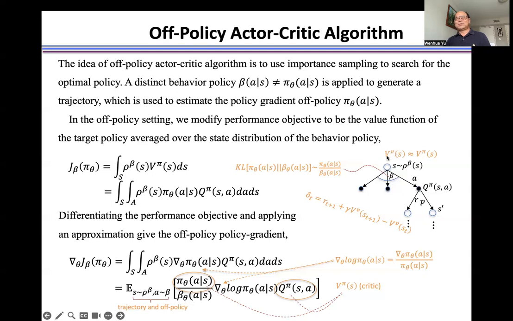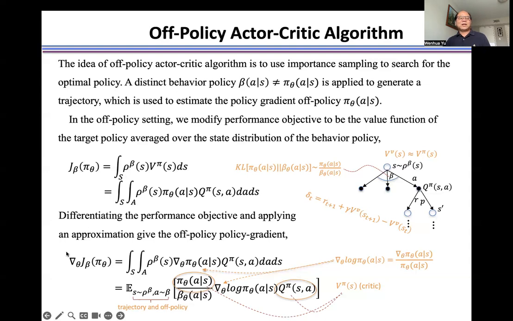So we use the value function as the critic to evaluate the policy, and still we use the policy network. We use its parameters to improve the policy, and at the same time to improve the behavior policy beta, and let this objective function be a minimum.